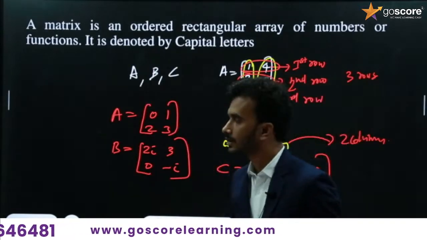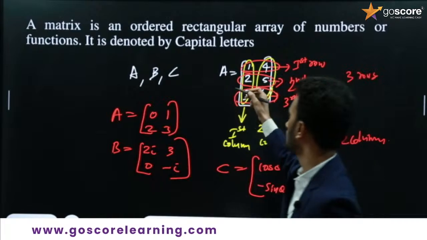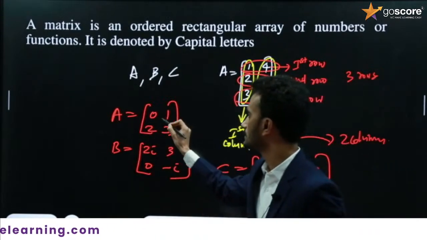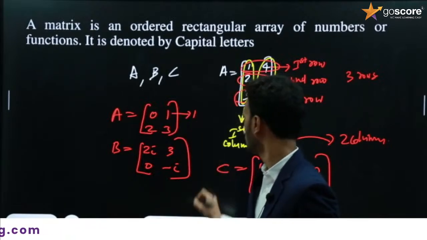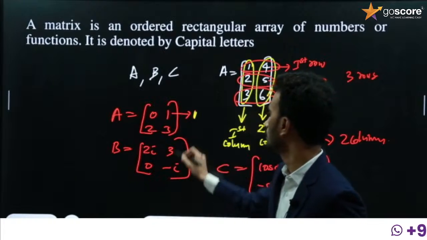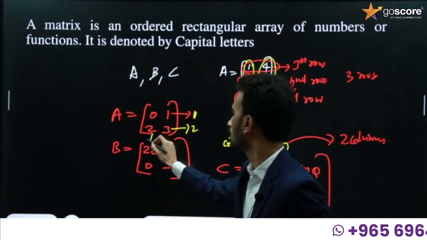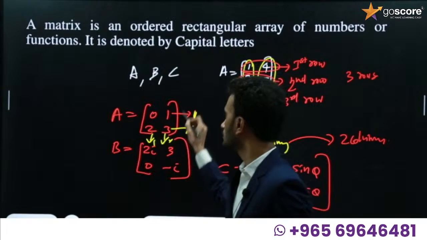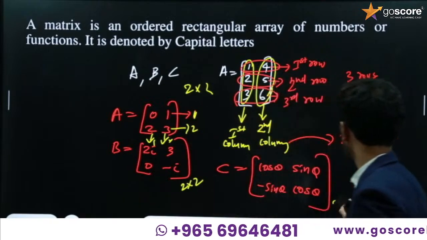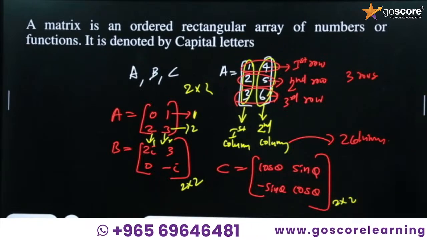So what will be the order of this one? For this second example, how many rows? One row, second row, column 1, 2. So it is a 2 by 2 matrix. This one is also a 2 by 2 matrix. This one is a 2 by 2 matrix. 2 rows and 2 columns.